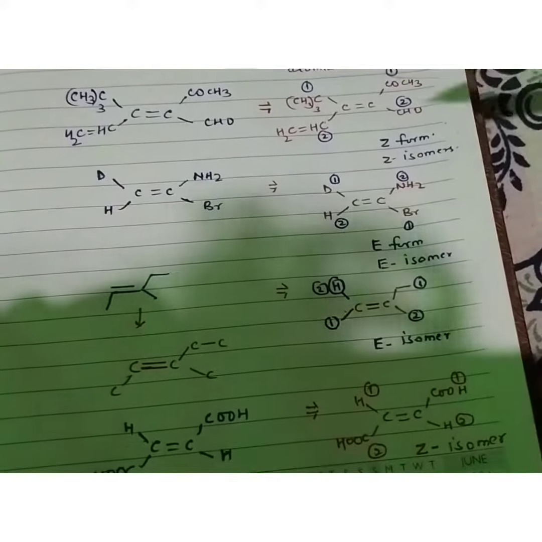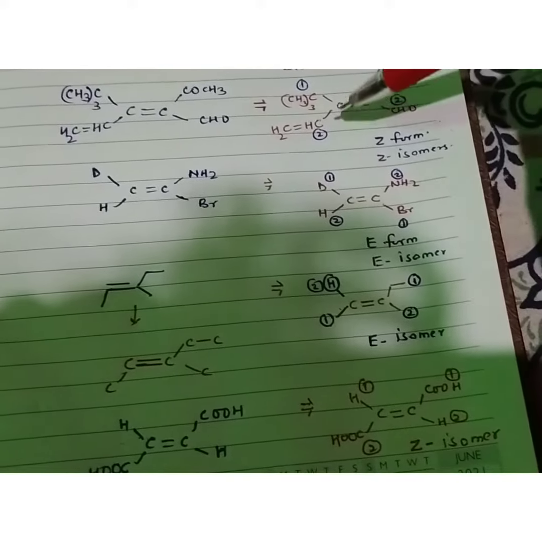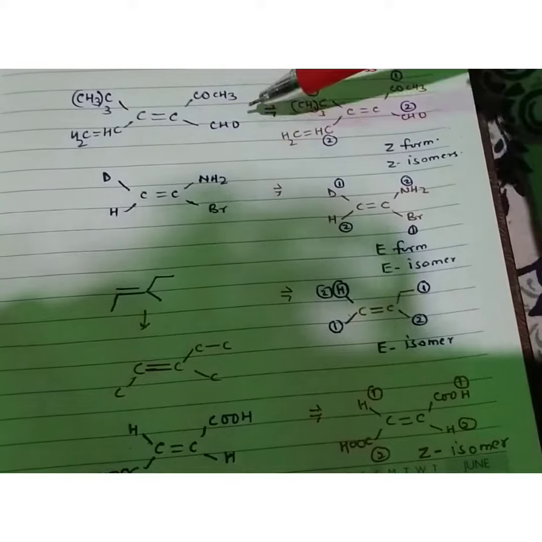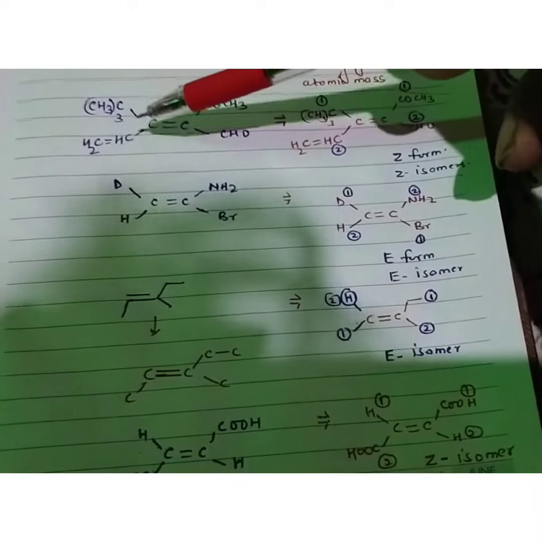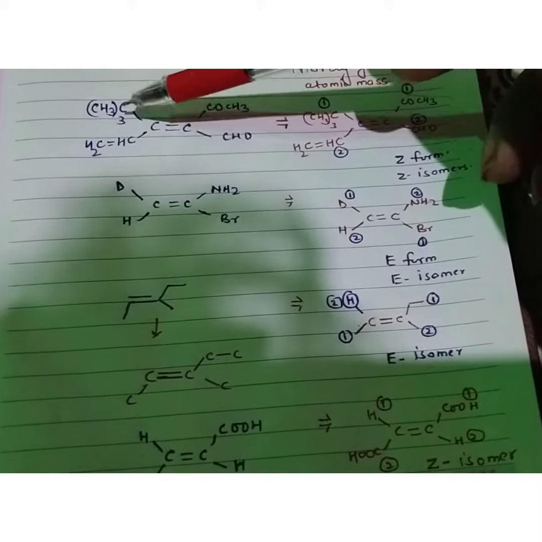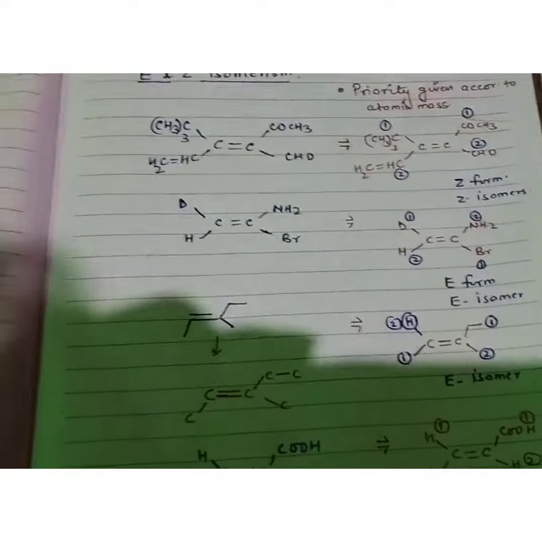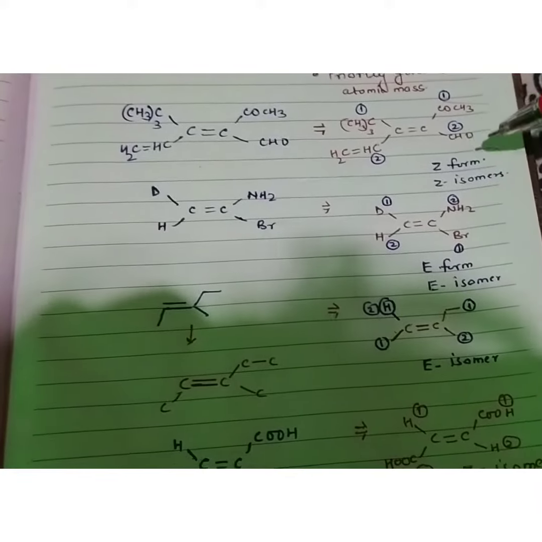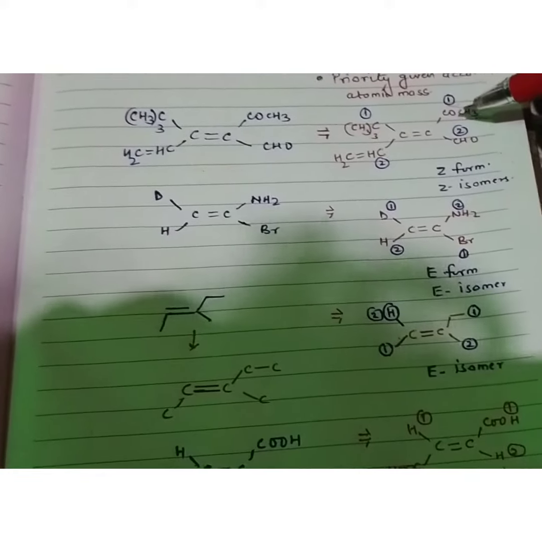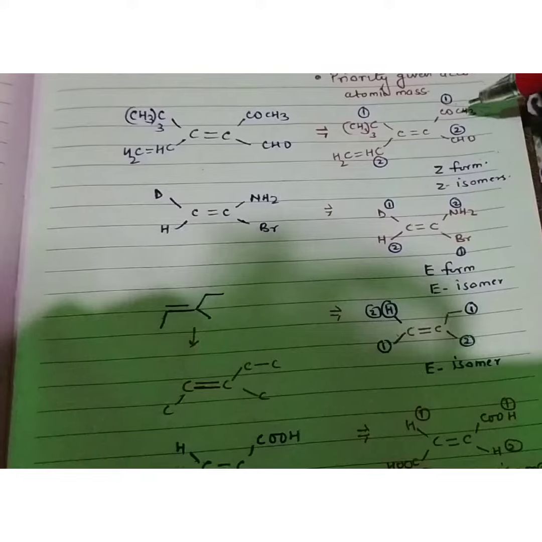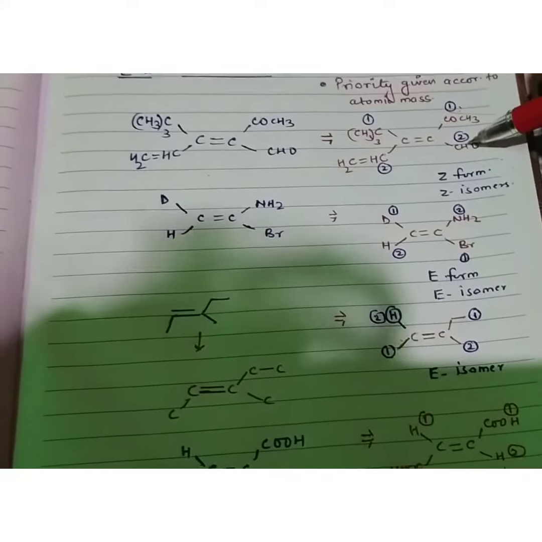Here, if you see the first example, this is the carbon-carbon double bond. COCH3 and CHO are on one side, and on the other side is the tert-butyl group and the ethylene. The first priority is given to COCH3, because its atomic mass is higher compared to CHO. So priority goes to COCH3 first, and second is CHO.